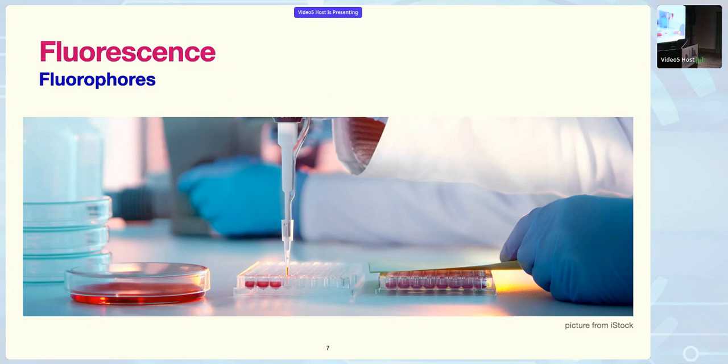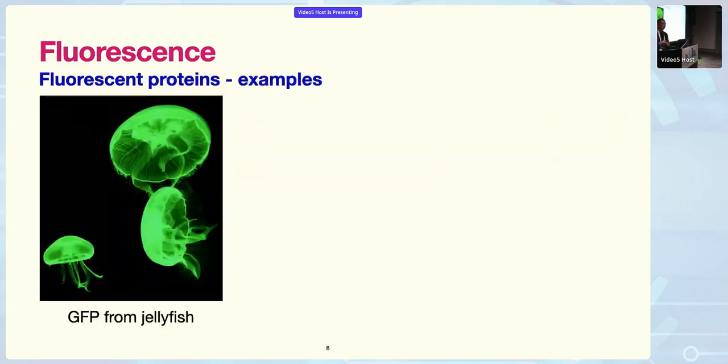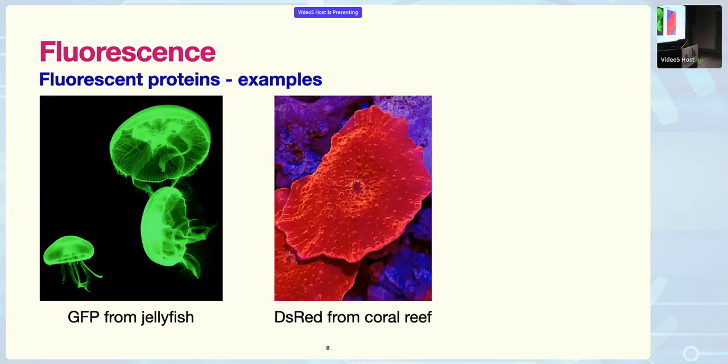And these fluorophores, or fluorescent proteins, are not as exotic as you might think. We can find them in nature. For instance, here, the GFP, or green fluorescent protein, is the most well-known one and can be found in jellyfish. Also, in the sea, we can find DS red, which can give a red color in coral reefs.